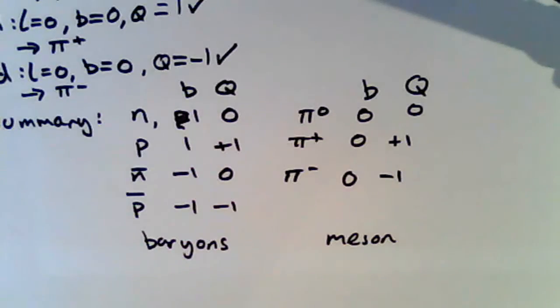So we've played a nice little game here of adding together particles. We've introduced antiparticles, and we can see that we have a set of baryons and a set of mesons that are all formed from quarks.